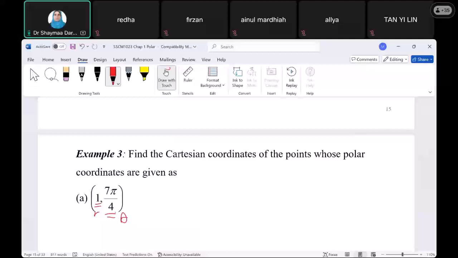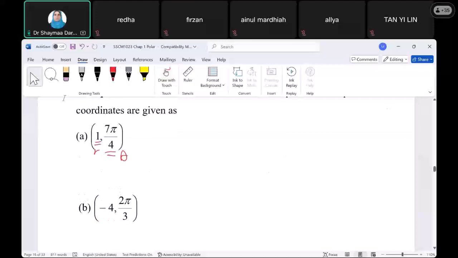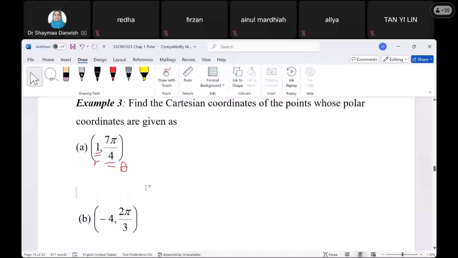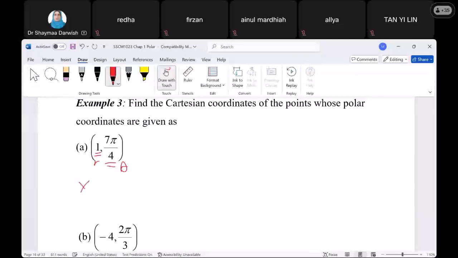Now I need to convert this one to Cartesian coordinates. I need to find the Cartesian coordinate for the same point. So how to find x? Yes, x equals r cos theta. y equals r sine theta, exactly. x equals r cos theta. y is equal to r sin theta.